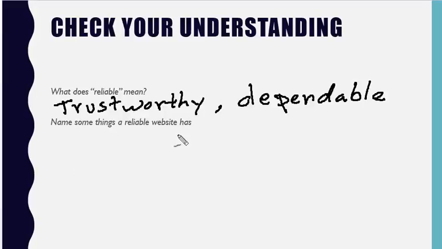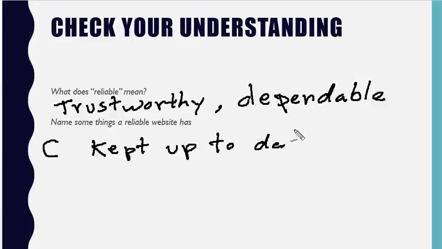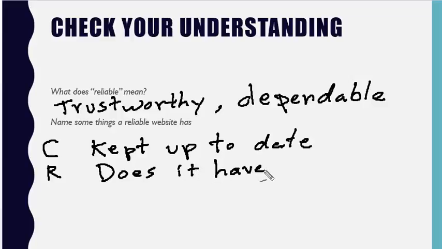Alright, how about name some things a reliable website has. We went over 6 of them. So if you remember, if you use the CRAP model, it'll be much easier. Current, C for current, remember? That is website kept up to date. And then what's the next letter? It should be R for, what does it stand for? Yeah, relevant. Alright, the question is, does it have primary sources? So primary sources are good.